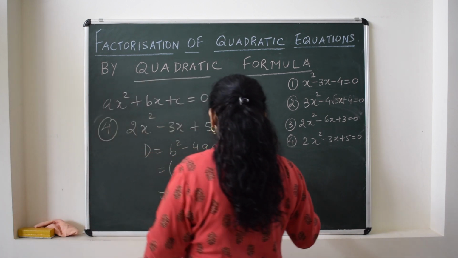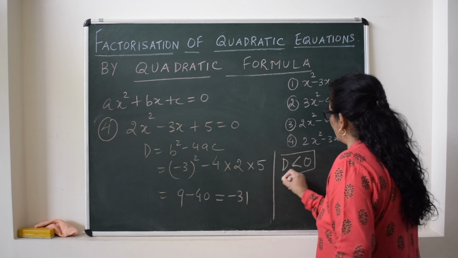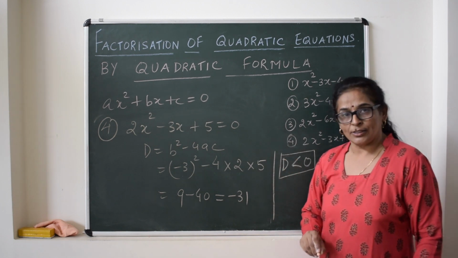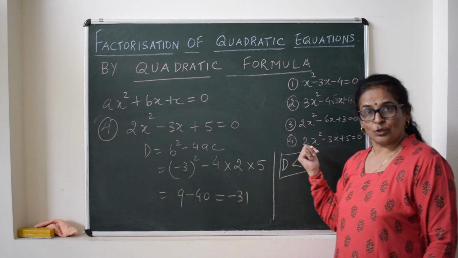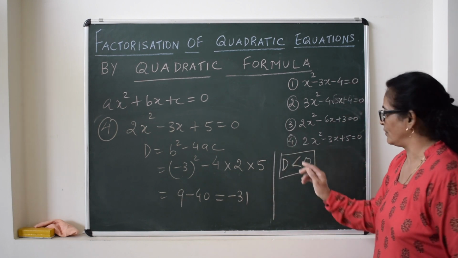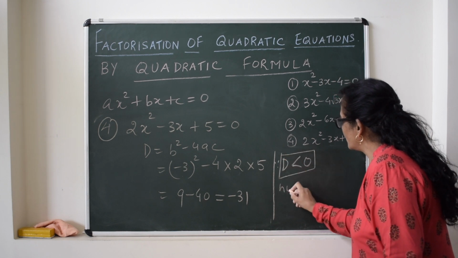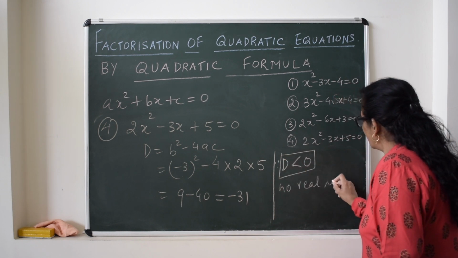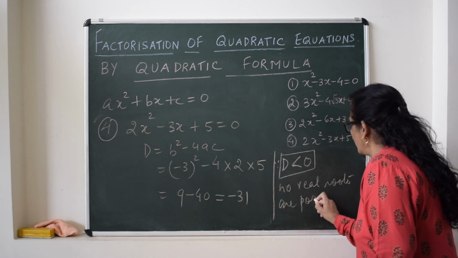So what have we observed? D is less than 0. The minute we get D is less than 0, it means that there are no real roots possible of this equation. So we are not going to find out. We will simply say, since D is less than 0, so no real roots are possible.